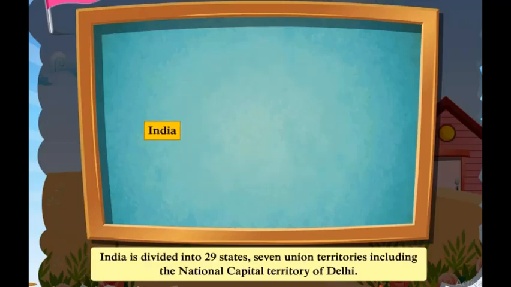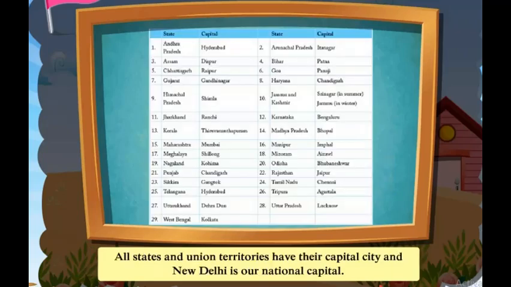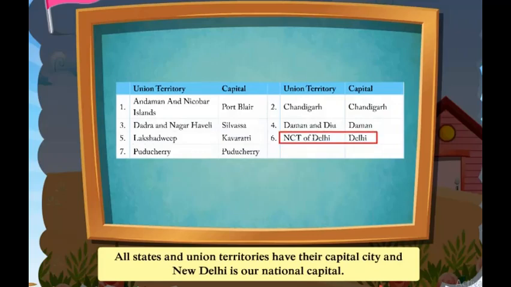India is divided into 29 states and 7 union territories, including the National Capital Territory of Delhi. All states and union territories have their capital city, and New Delhi is our national capital.